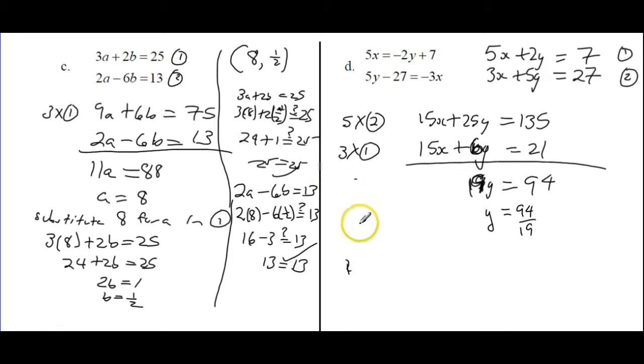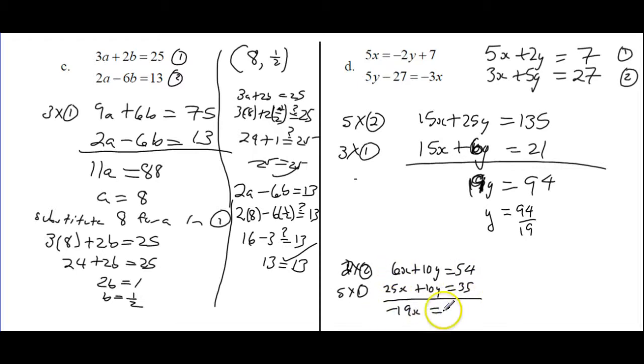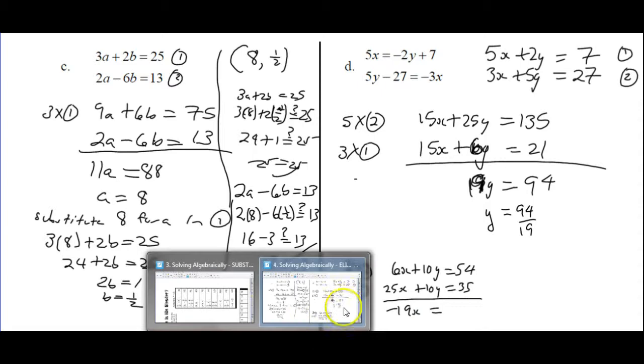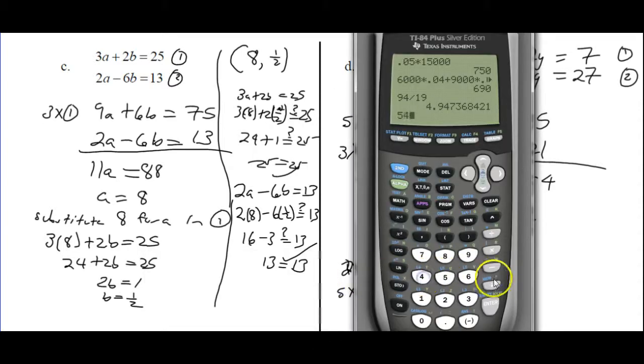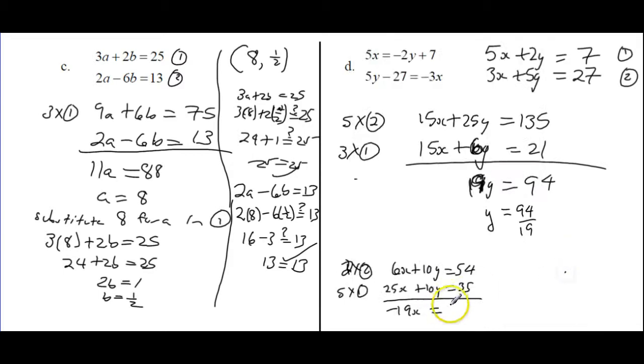Hang on, let me move on the tablet here. 2 times 2, so that's 6x plus 10y equals 54, and 5 times 1 is 25x plus 10y equals 35. This will be negative 19x equals 54 minus 35. What is that? 21? No, 19. 54 minus 35. Whoops. 19. Oh, 19. So x is negative 1.